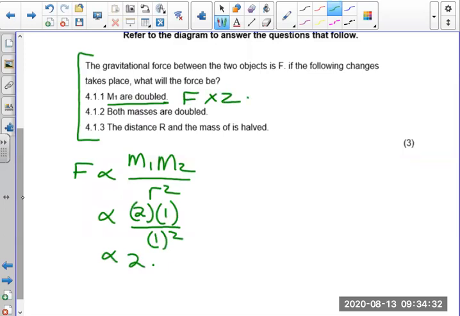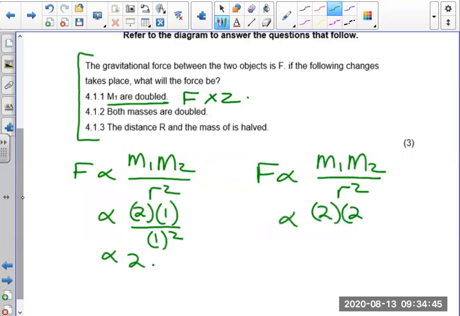Both masses are double. Again, what you do is you use this, M1 M2 over R squared. They didn't say anything about the radius. So 2 times 2, double over 1, so it's going to be 4. So the force is going to be times 4. So 4F. And this one is 2F.